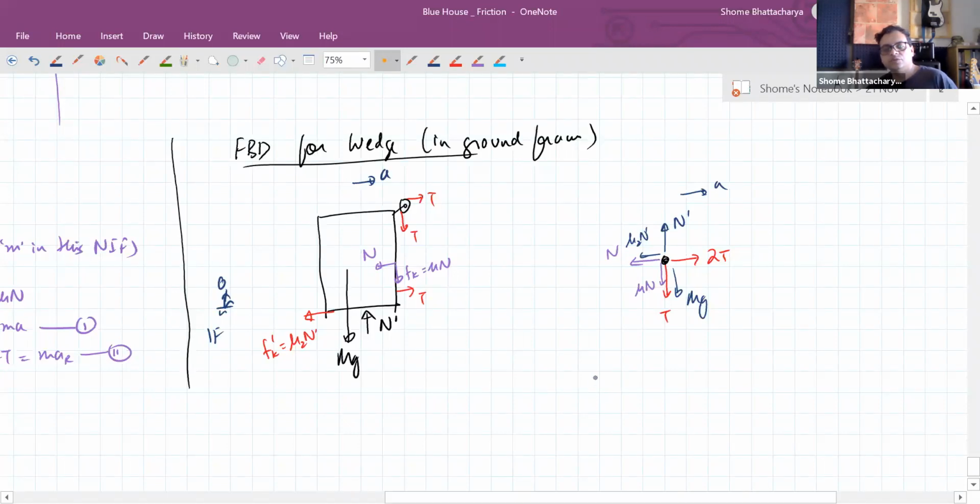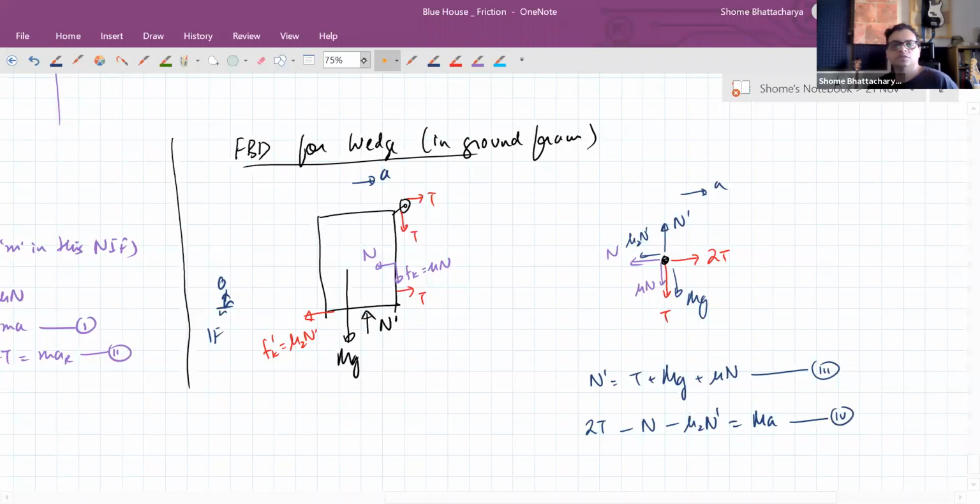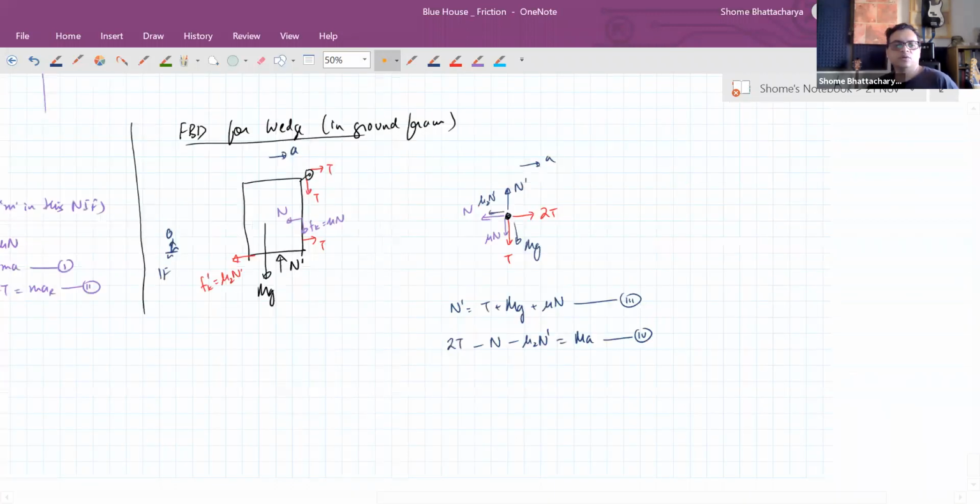First of all, you need to understand that N prime is equal to T plus capital Mg plus mu N. So that's your third equation. And 2T minus N minus mu2 N prime is equal to capital M A. So that's your fourth equation. The equation solving is also quite complex in this.